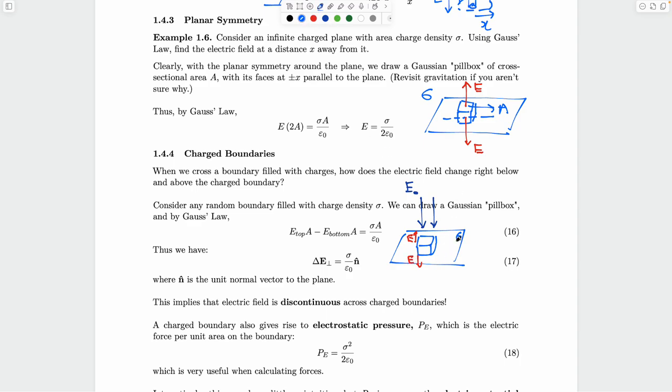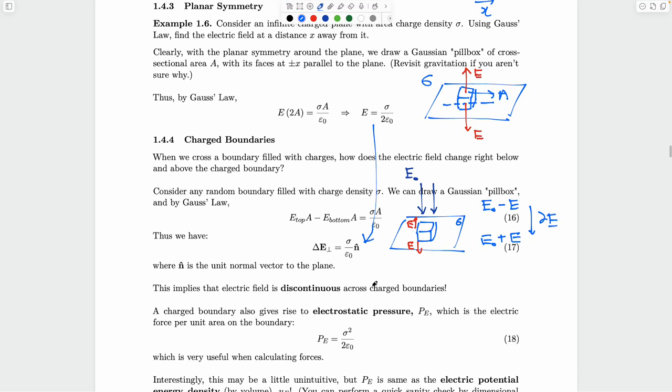And because electric fields obey the principle of superposition, the net effect is that on top it'll be E naught minus E, and at the bottom it'll be E naught plus E. So it's discontinuous across the surface. There is a sudden jump of 2E, which is what this thing is trying to say over here. This is just 2 times of this. So there is a jump across the surface because of the charge contained within the boundary. Okay, so that is the idea.